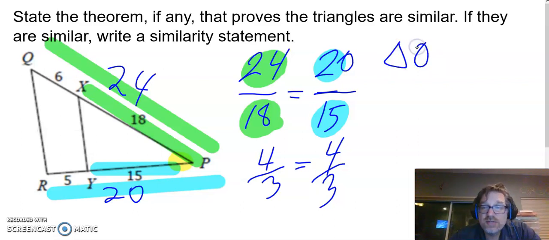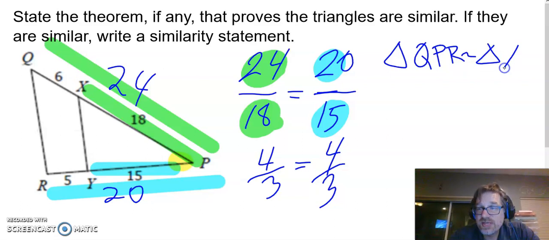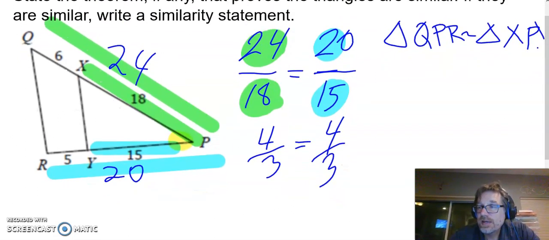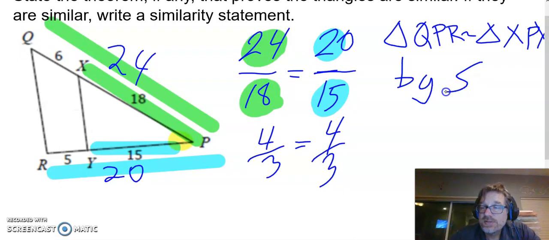So I'm going to say triangle QPR is similar to triangle XPY. So I did green to P. So I got to follow the same order. X, P, Y. And that's a Y. And they are similar by the side angle side theorem.